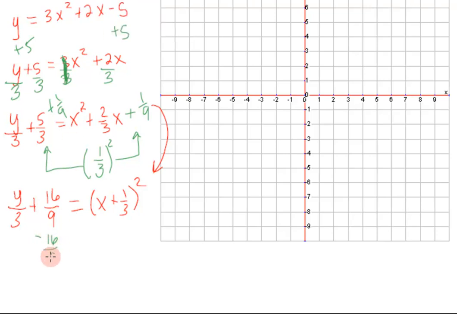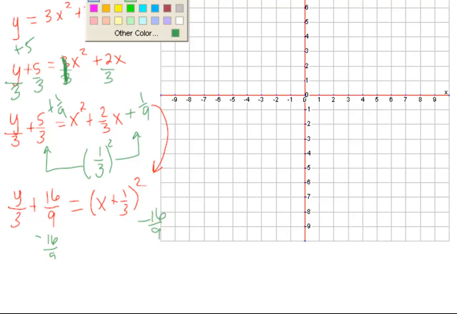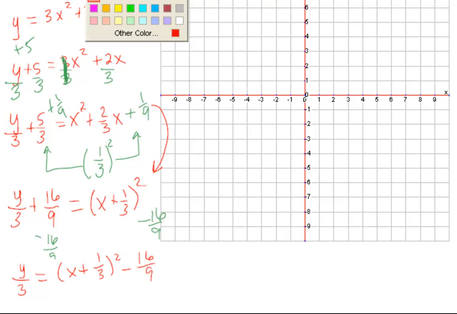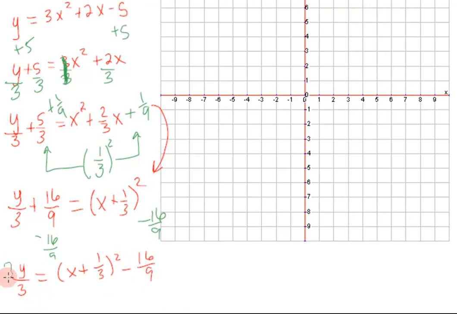Minus 16 ninths, minus 16 ninths. Y over 3 equals x plus 1/3 squared minus 16 ninths. Last step, multiply everything by 3. The 3's cancel. 3 cancels with the 9 and makes a 3.